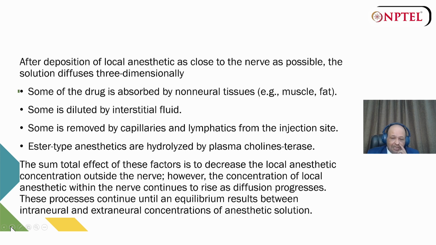The sum total effect of these factors is to decrease the availability of the local anesthetic concentration outside the nerve. However, the concentration of the local anesthetic within the nerve continues to rise as the diffusion progresses. These processes continue until an equilibrium results between the intraneural and extraneural concentrations of the local anesthetic solution.